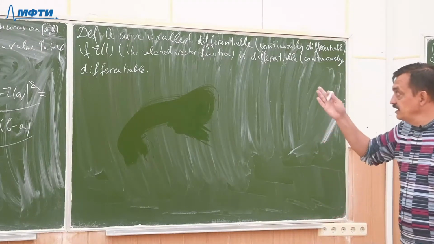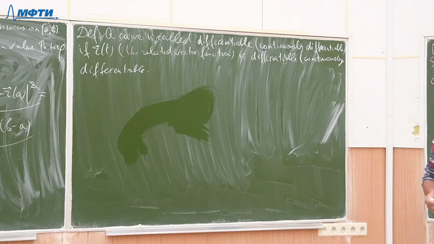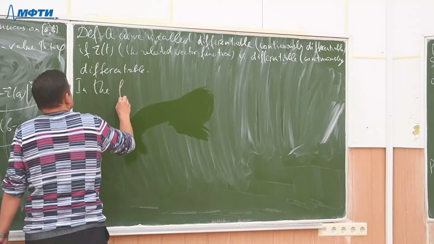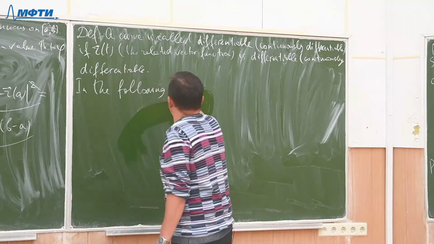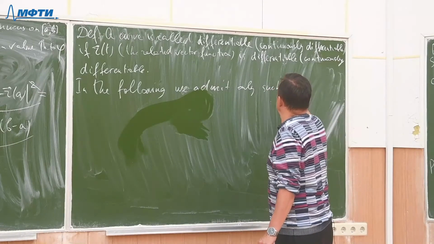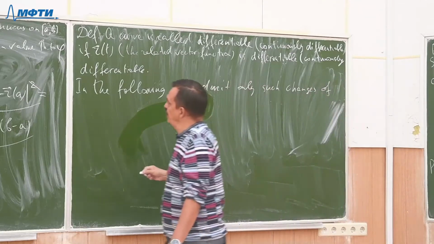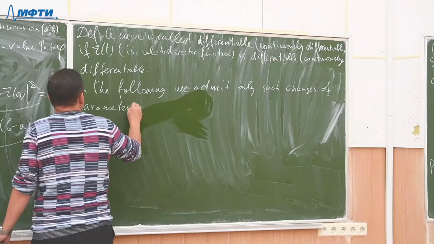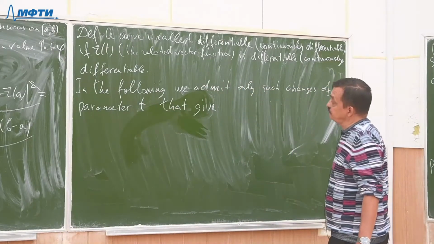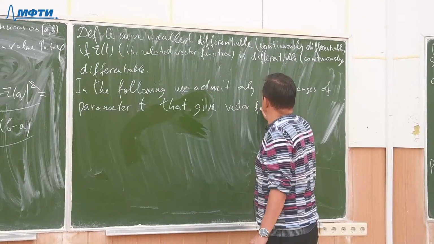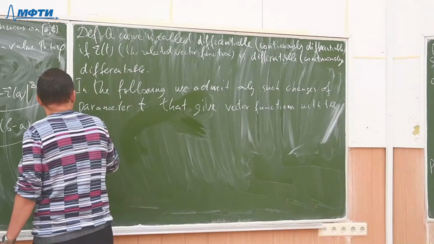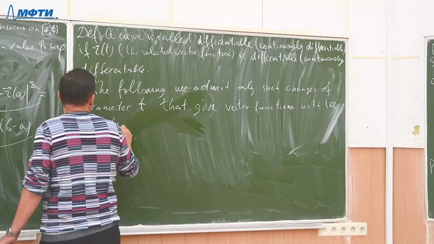Nevertheless, we'll use it. Why? Because usually we accept that in the following, we admit only such changes of parameter t that give vector functions with the same properties of differentiability.